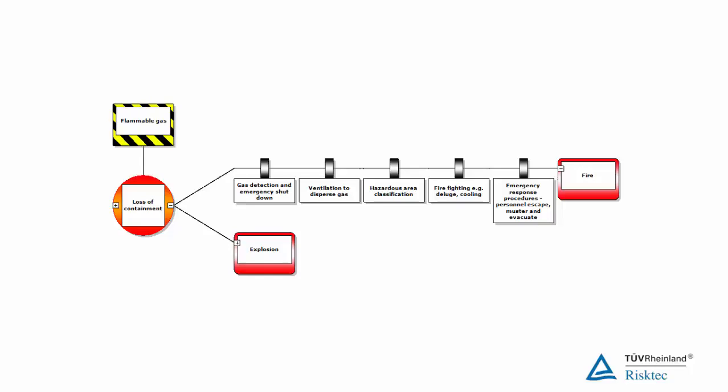We might also have mitigation measures such as natural or mechanical ventilation, hazardous area classification, etc. If these fail and a fire does occur, we may have firefighting equipment to limit escalation, and we would expect emergency response procedures to be activated to protect personnel from the effects.